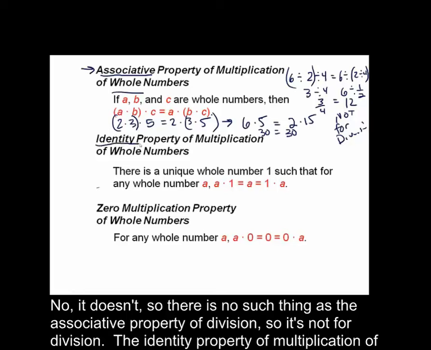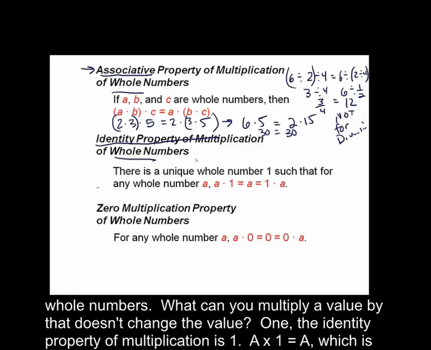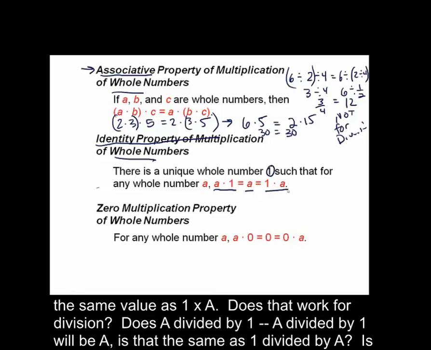The identity property of multiplication of whole numbers. What can you multiply a value by that doesn't change the value? 1. The identity property of multiplication is 1. A times 1 equals A, which is the same value as 1 times A.